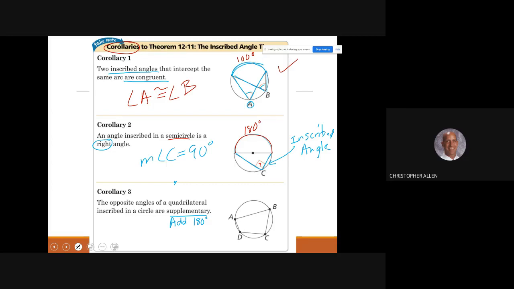So here's what this is saying. Would you guys agree that those two angles are opposite angles? Angle D is opposite of angle B. It's not opposite of angle A. It's adjacent to angle A. So these two guys are what we call opposite angles, right? And it says that they have to be supplementary.